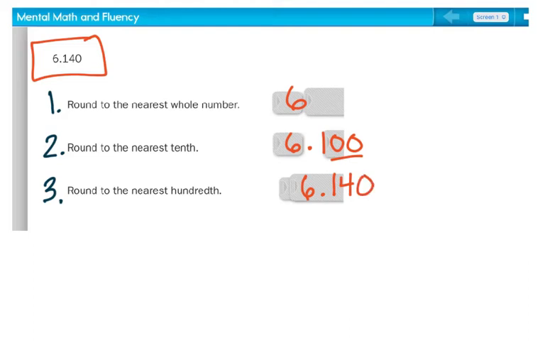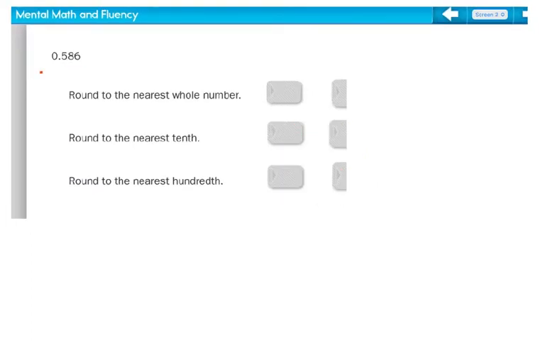Go ahead and erase your whiteboard, and let's take 586 thousandths, round it to the nearest whole number, round it to the nearest tenth, round it to the nearest hundredth. Go ahead and pause the video.